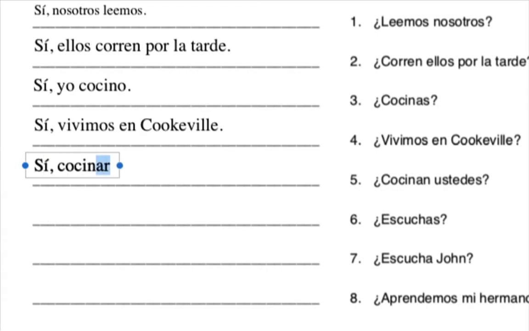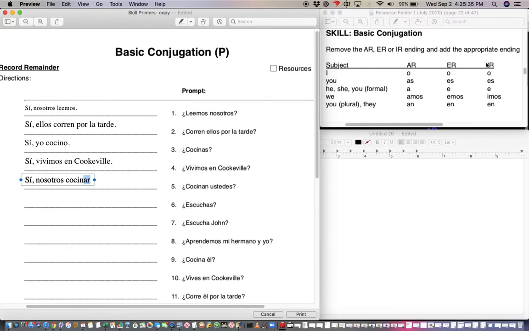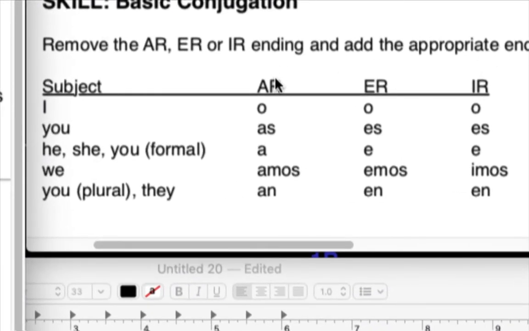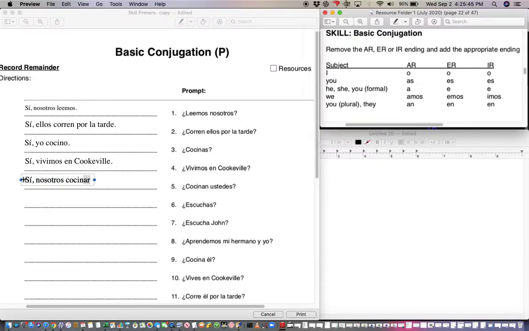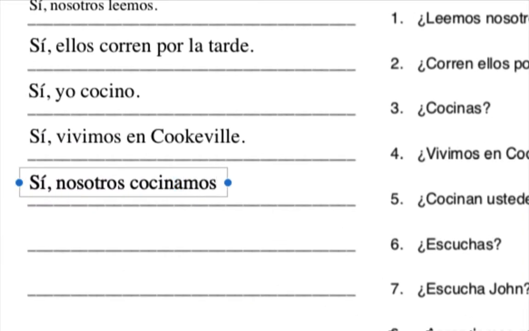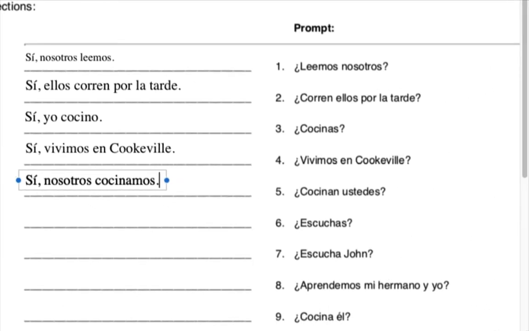Cocinar, take off the AR. Yes, we cook. Let's go ahead and say we, nosotros over here. So take off the AR. An AR verb, the ending for we is amos. So AMOS. So sí, nosotros cocinamos. Number 6, escuchas is asking, do you listen? We know that because escuchar means to listen.